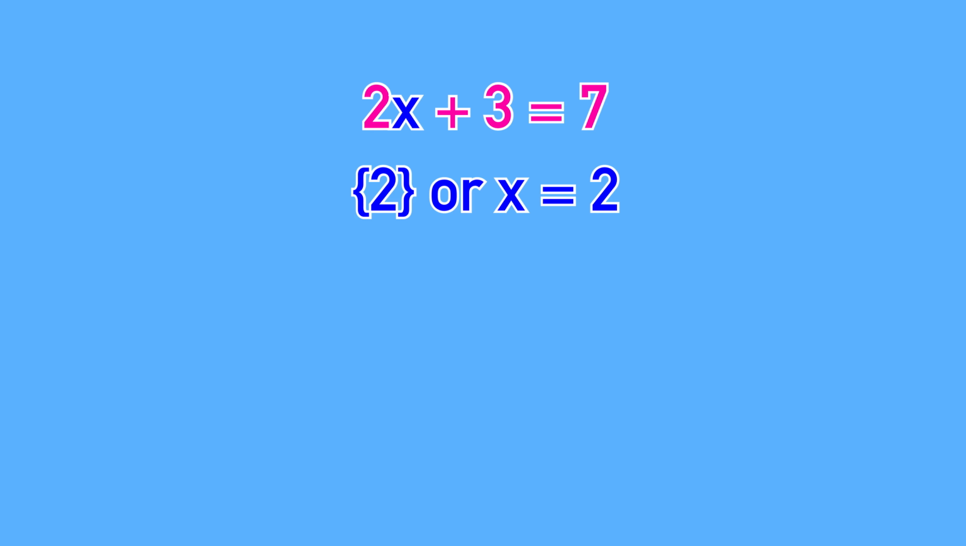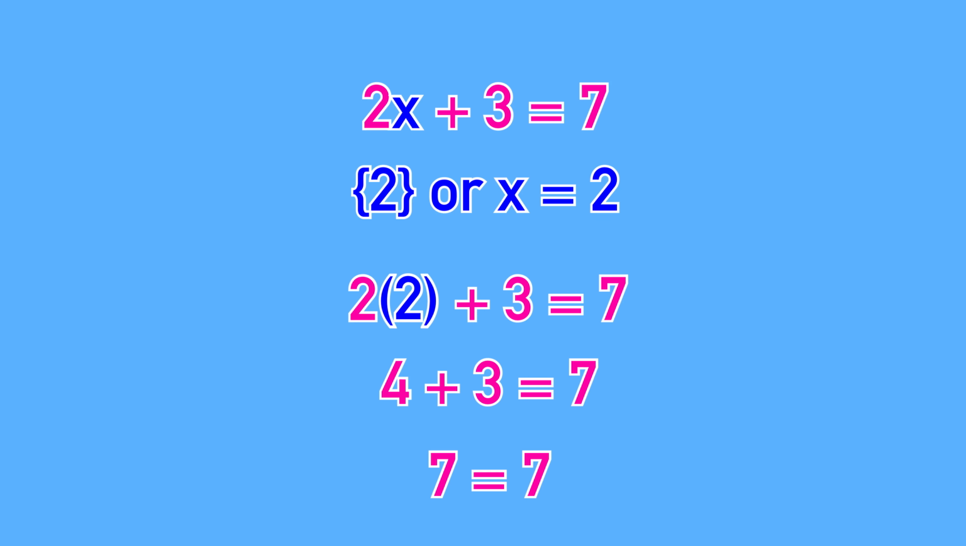For example, the solution set for 2x plus 3 equals 7 is 2. This means that the only time the statement 2x plus 3 equals 7 is true is when x is equal to 2. Any other value will make the statement false.